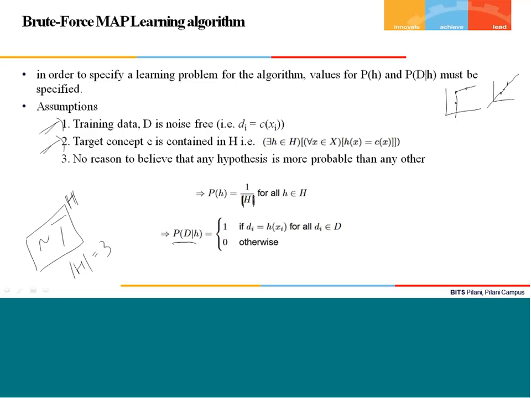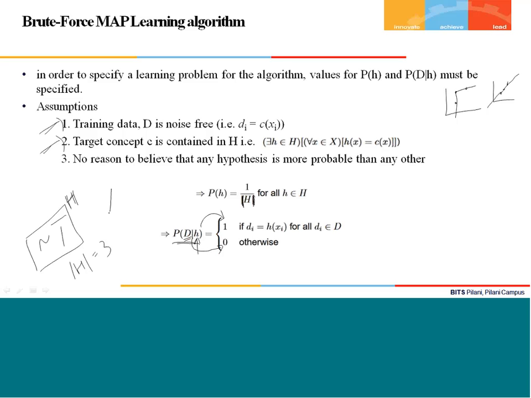And because I said that the data is noise free, that is the first assumption, and the second assumption is that C is available in the hypothesis set, it means I definitely have a hypothesis that can produce my data perfectly. In that case, if I choose the hypothesis which actually produces my data, the probability of seeing the data is 1. And if I choose a hypothesis that cannot produce my data, the probability of seeing the data is 0. This is because the data is noise free.